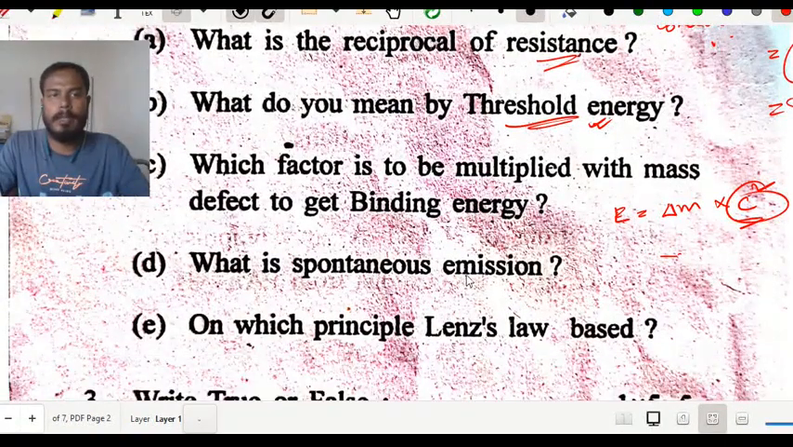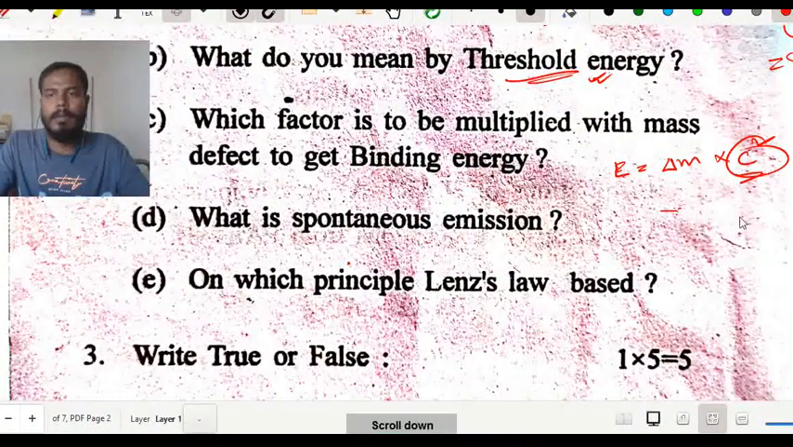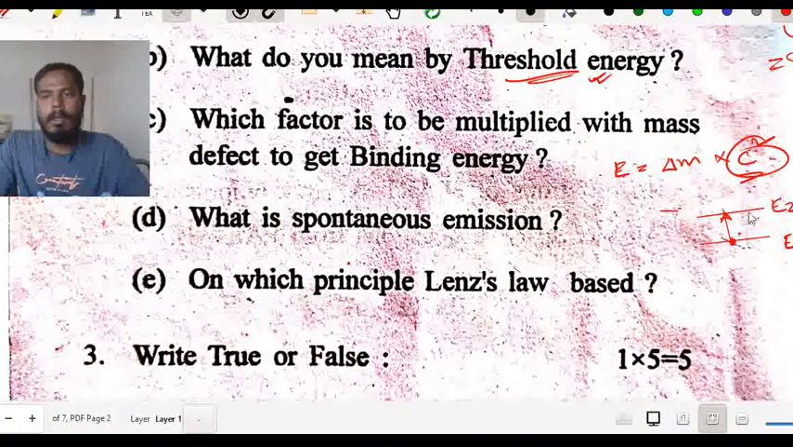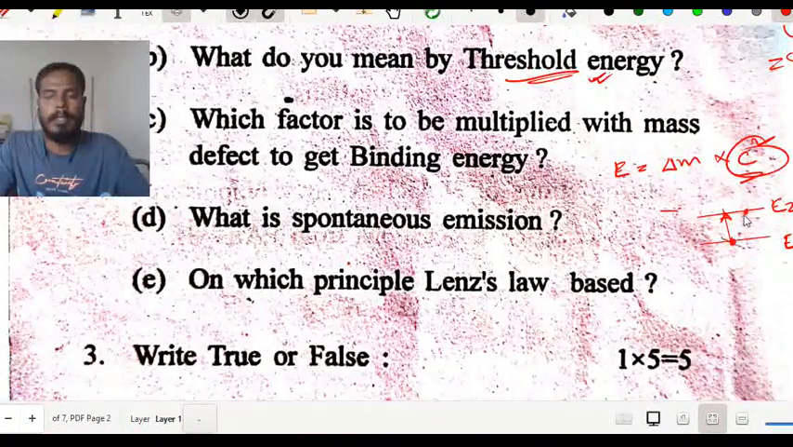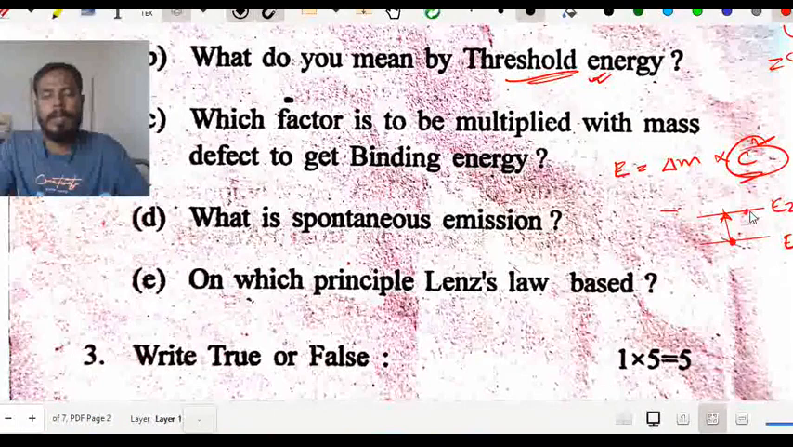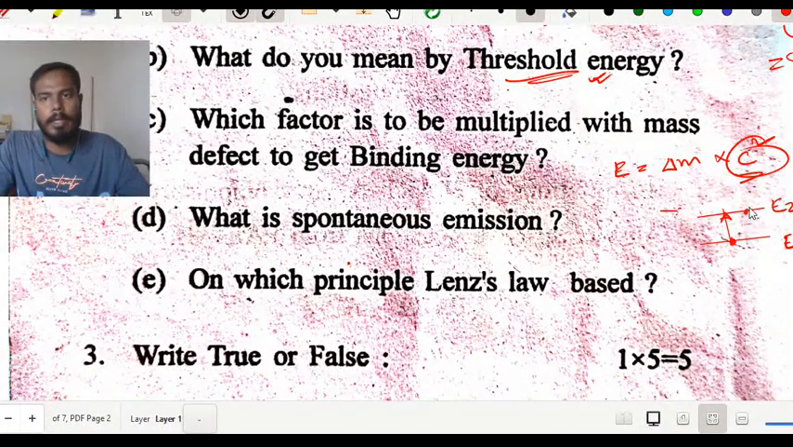What is spontaneous emission? When an atom is excited to a higher energy state from E1 to E2, the atom does not stay there for a longer period of time. Rather, it lasts there for a short period of time. After that it will come back to the lower energy state, emitting energy in the form of a photon.